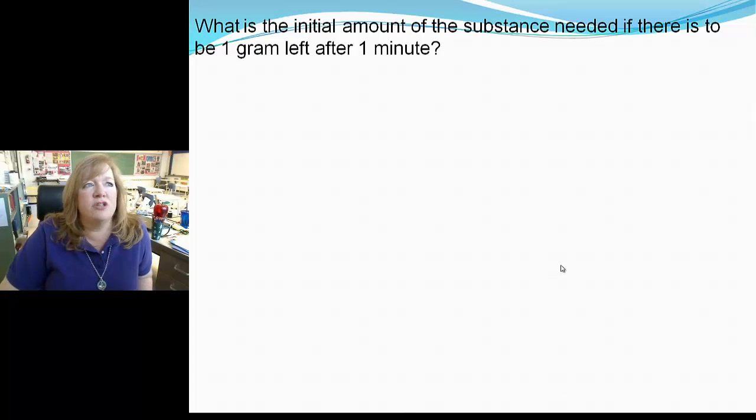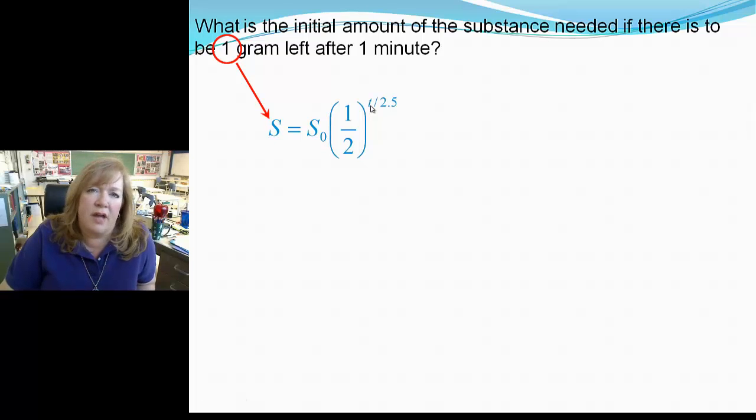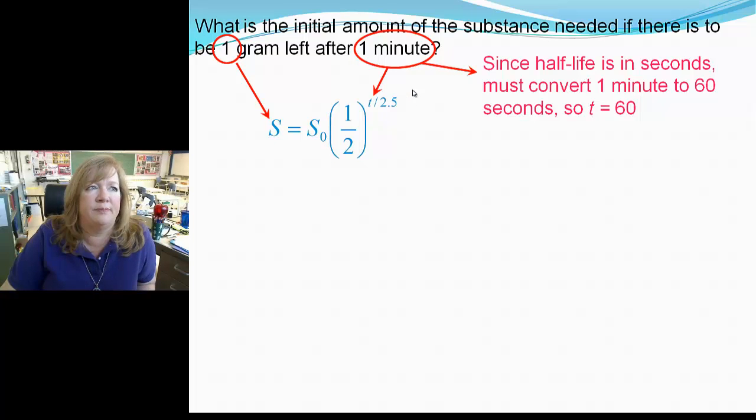All right, what is the initial amount of the substance needed if there is to be 1 gram left after 1 minute? Well, let's plug in what we know into our formula. So initially, we don't know that one. We know there's 1 gram left after 1 minute, so we're going to put that in as S, because that's the amount of substance left at time t, and 1 minute is t. Now here's where you have to remember they have to be in the same unit of time. So we're going to put 60 seconds in for t instead of 1 minute. Since half-life is in seconds, we must convert 1 minute to 60 seconds. So t is going to equal 60 there.